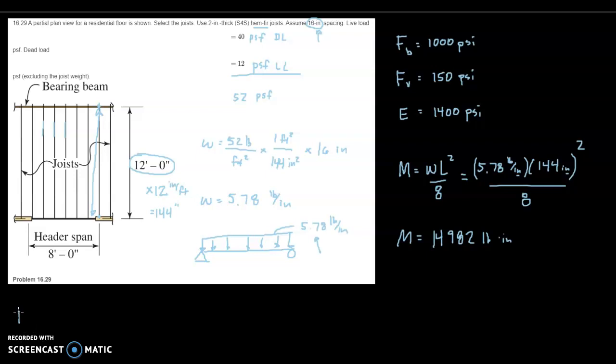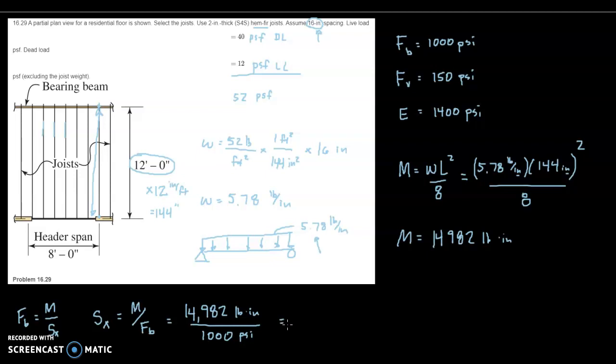So our formula for bending stress is moment divided by section modulus. If we want to solve for section modulus, it is equal to the moment divided by the allowable bending stress. So our moment is 14,982 pound inches, and the allowable bending stress was 1,000 psi. So I've got pounds, pounds, inches, inches. It's really important to make sure those units agree.